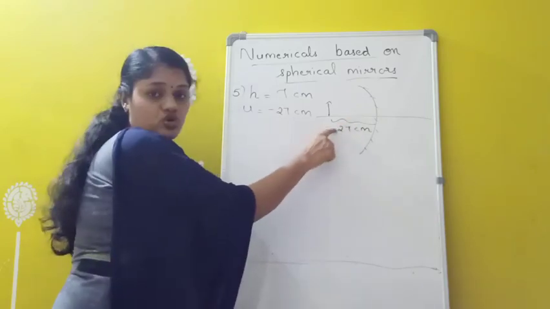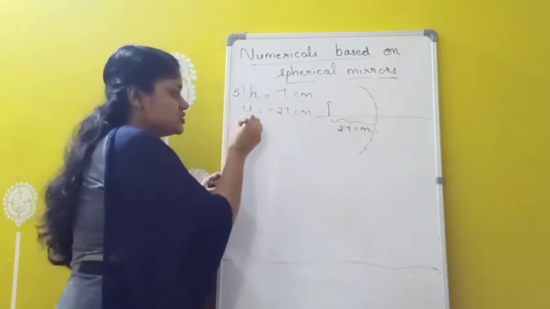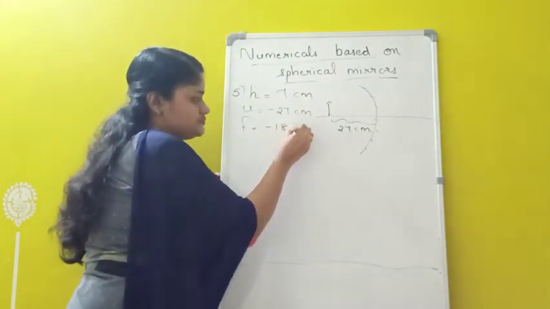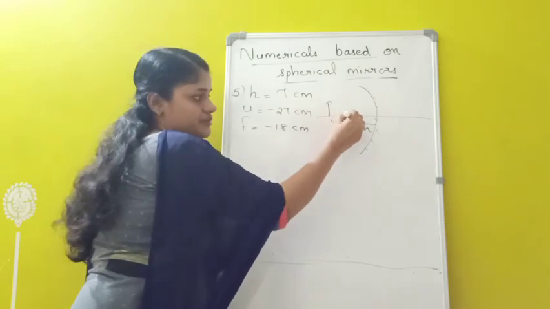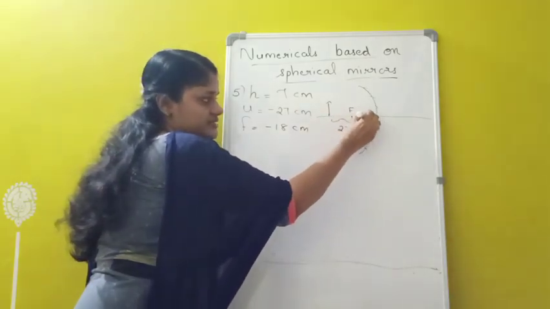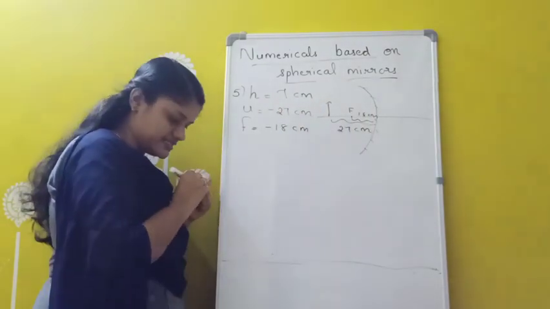This concave mirror's focal length is always negative. So f, the focal length, is how much? Minus 18 centimeter. So somewhere here may be the focus. And this much distance is how much? 18 centimeter. Okay, f equals minus 18 centimeter.